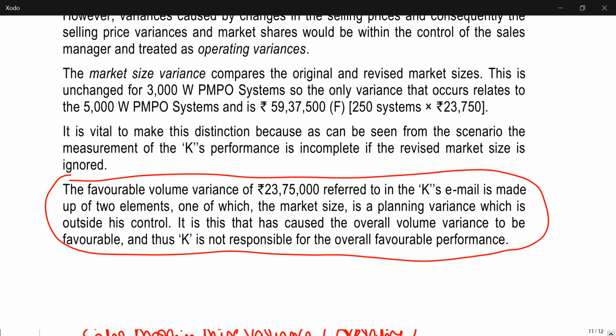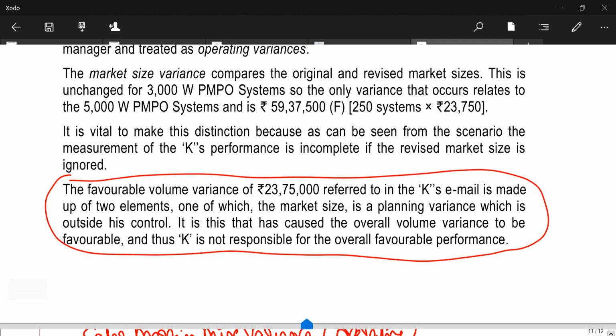Why planning and operating is critical is that planning is beyond my control. You told me to buy a product in 20 rupees. Market the price has increased to 30. Now you have to change the budget to 30 and I buy it at 28, which means I have done a good job. You should appreciate me for buying it at 28 rather than penalizing, saying that you bought at 8 rupees extra. Clear? Any doubts in this?